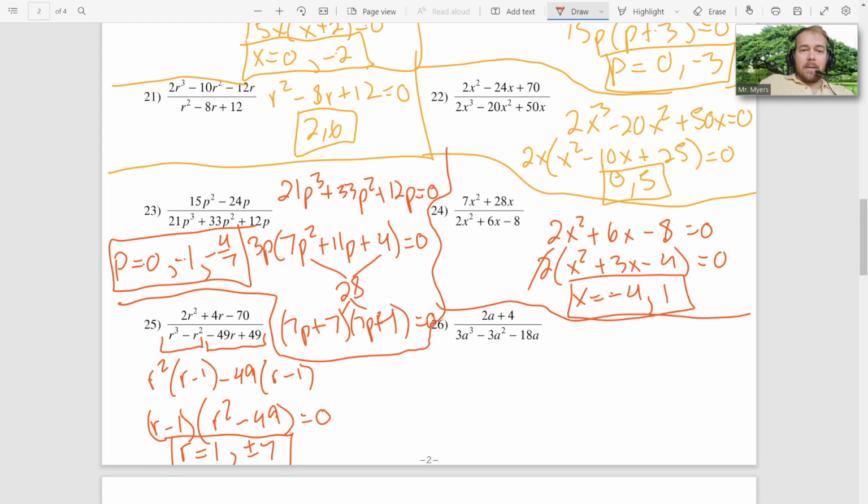All right. I mean, it is a standard worksheet. It gets harder as you go, right? All right, last one. Here we go. 3a cubed minus 3a squared minus 18a. This one is not going to be as bad as 25.